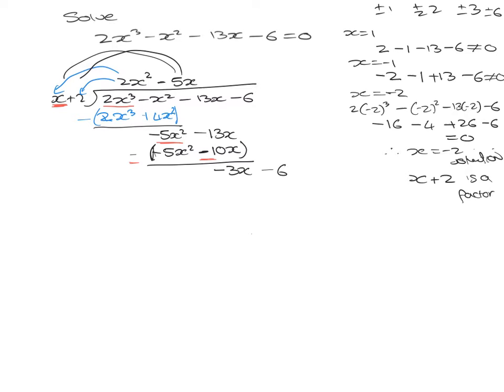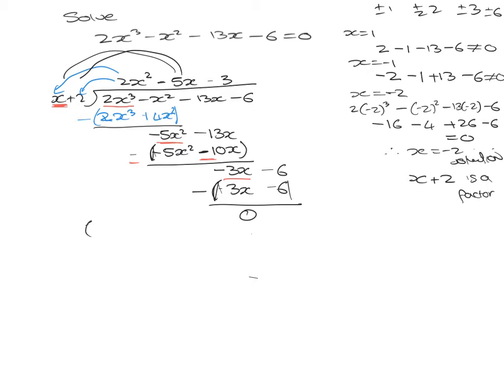Now let's bring the next thing down, minus 6, and start again. So minus 3x divided by x gives us minus 3. Minus 3 times x is minus 3x. Minus 3 times 2 is minus 6. And then if we subtract, minus 3x minus 3x is 0, and minus 6 minus minus 6 becomes minus 6 plus 6, which is 0. So that gives us a remainder of 0, which we'd expect because it's a factor.